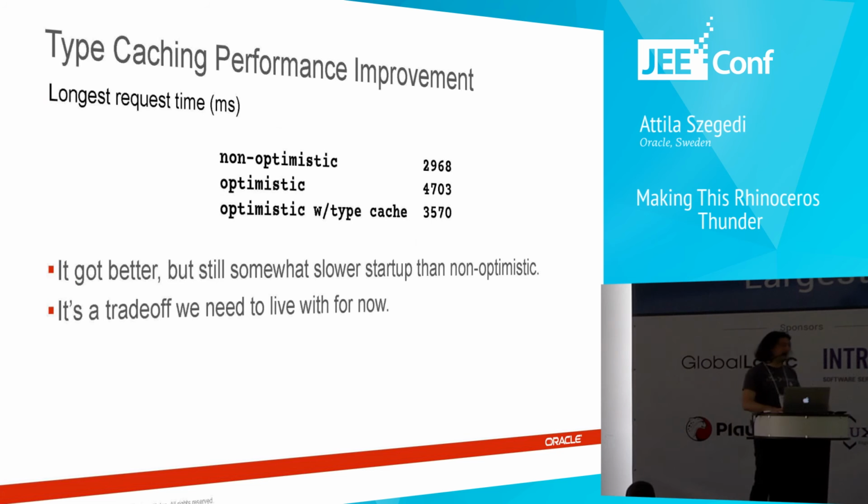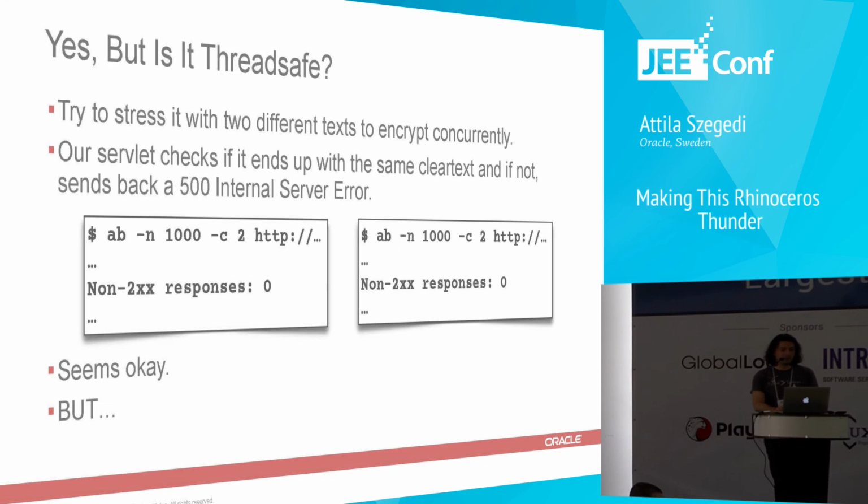So if we do that, we actually cut down on startup time somewhat. So if you look at the non-optimistic, it had a startup time of 3 seconds, and optimistic was 4.7. If you use the type cache, you get down to 3.5. So it's still a trade-off. It's still slower than non-optimistic, but it's a trade-off we'll have to live with for now.